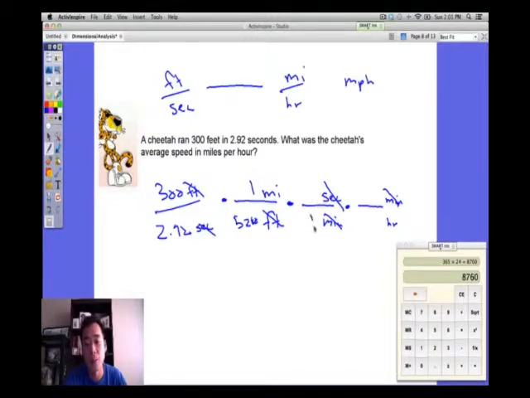I know that every 1 minute there's 60 seconds. And I know that every hour there are 60 minutes. See, again, 1 in my numerator or denominator, 1 in my fraction, 1 in my other fraction. And now the fun part. I just multiply straight across.